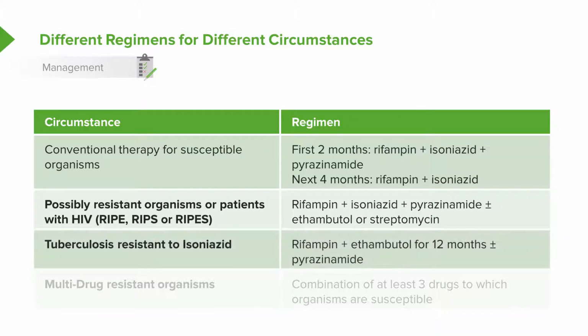If the patient has isoniazid-resistant tuberculosis, we may do rifampin and ethambutol for 12 months, plus minus pyrazinamide. And if it's a multi-drug resistant organism, we're going to use a combination of at least 3 drugs to which the organisms are susceptible. So there's a lot of variability in how we care based on the context of the patient, what's going on in that community where the child received the drugs, or, if you can do it, the culture. And the culture is always key.